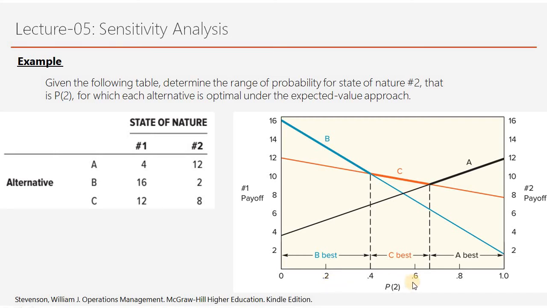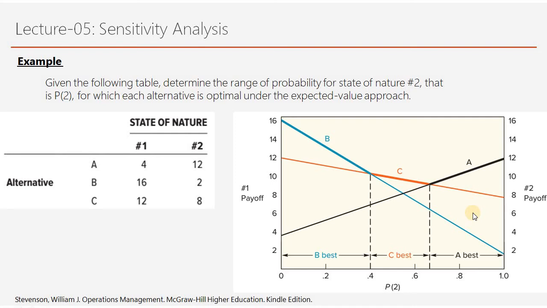Okay, now what if we have a probability between 0.4 and 0.6? In this case, we are looking at the three lines. We see that C is the highest line, so C is the best in this range of probability. What if in this range the probability was between this point and 1? Then in this case A has the highest line, then A is the best alternative.